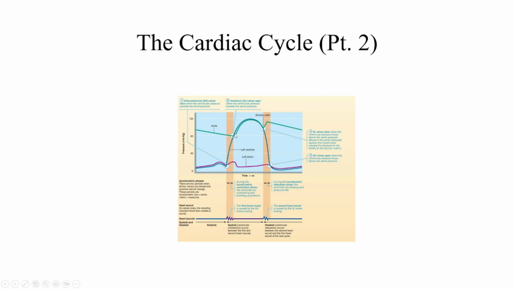Then it goes over here to number 3. This is where the SL valves close, and the reason why they close is because the ventricular pressure drops below the aortic pressure. Blood in the aorta actually rebounds against the closed valve, causing the pressure to rise briefly at the dicrotic notch. And then you're going down here to number 4, where the AV valves open again because the ventricular pressure has dropped below the atrial pressure.